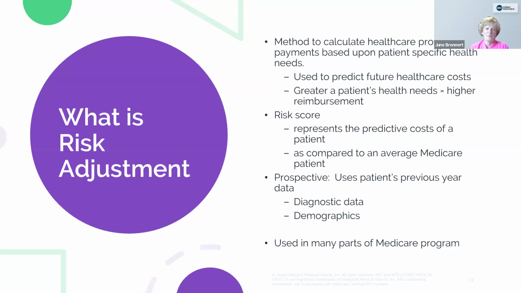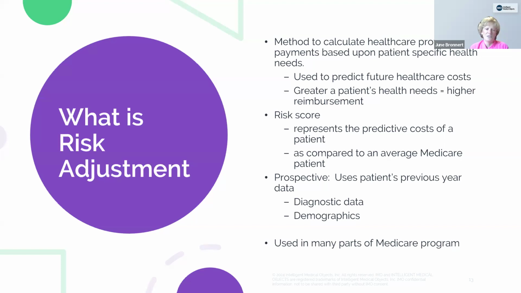Risk adjustment is prospective in that it uses an individual's health state in a year to predict annual expected costs in the following year. Elements such as diagnostic data and patients' demographics are used in the prediction via a calculated risk score. And as you can see on the slide, risk score represents the predictive cost an individual, as compared to an average Medicare patient, will need.